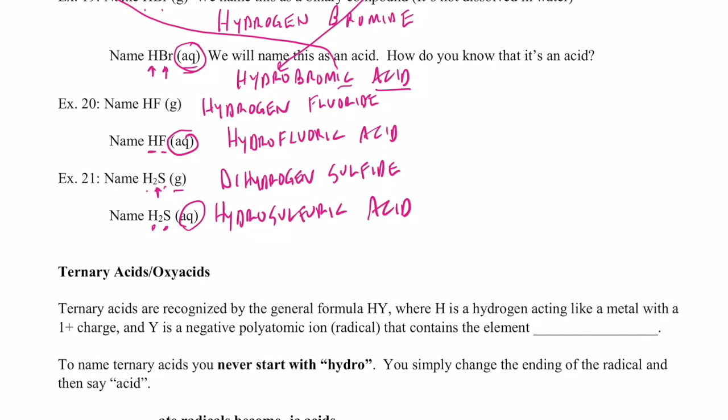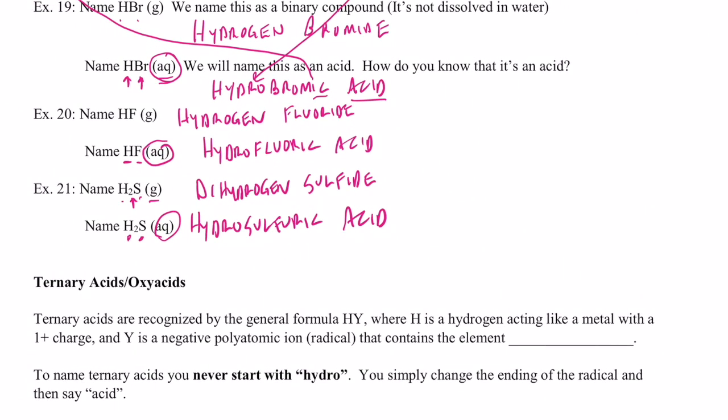So hydrosulfuric acid. Binary acids are pretty straightforward. Let me do another one for you, but let's work backwards. Let me give you the name of the acid, and you come up with its formula. If I asked you to write the formula for hydroiodic acid, what would you do?